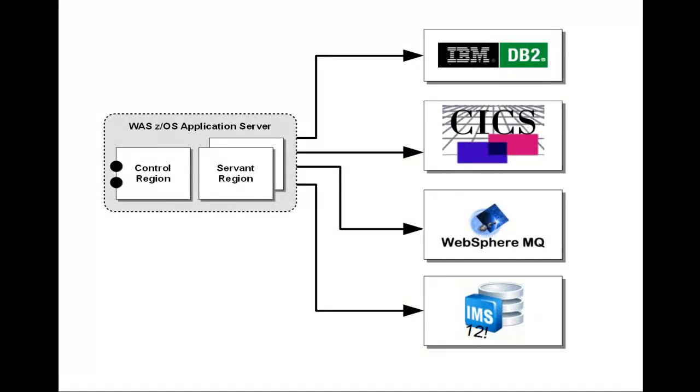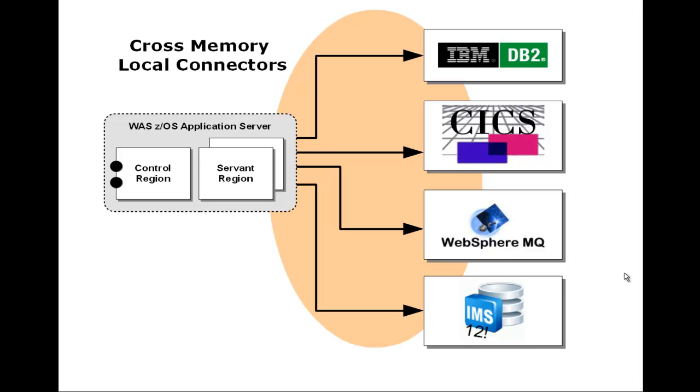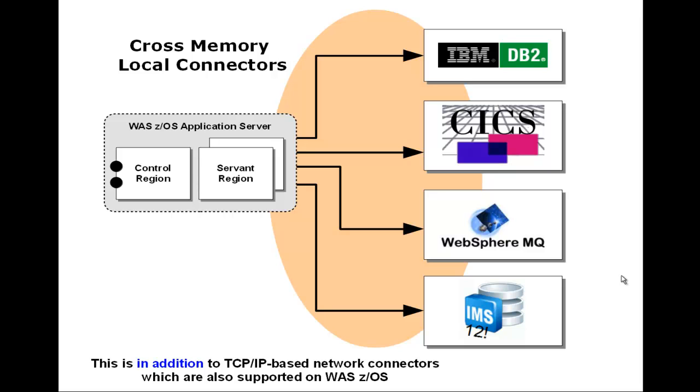It should come as no surprise that applications running in z/OS have the ability to access data running in key data subsystems on z/OS. What we're going to focus on here are the local cross-memory connectors that are available for accessing that data. Now, it's important to note that this is in addition to normal TCP/IP-based network connectors that you might be familiar with on WebSphere on the other platforms. Those are supported as well, but what we're going to focus on is the cross-memory local connectors.